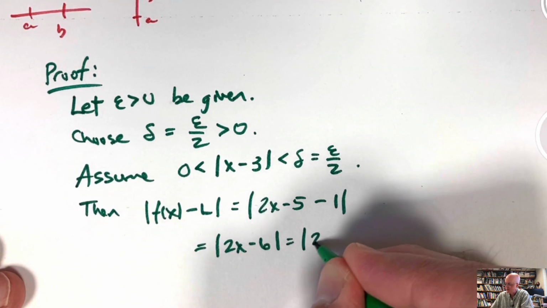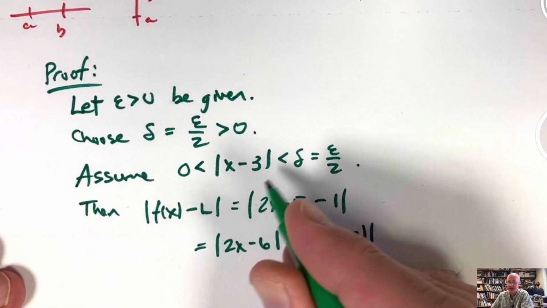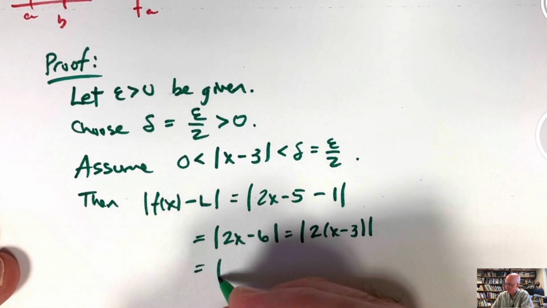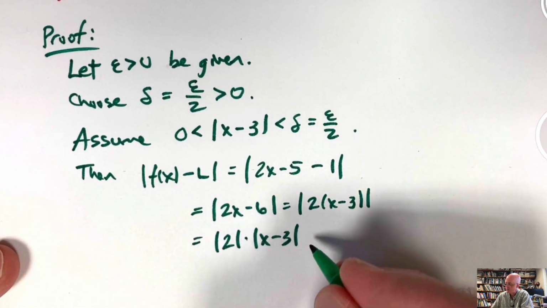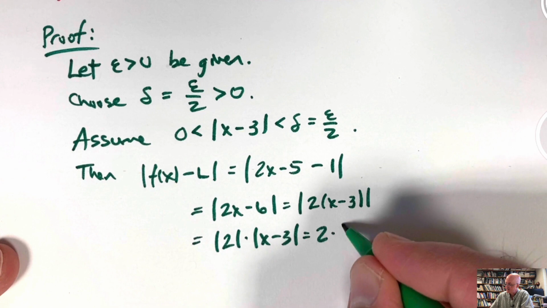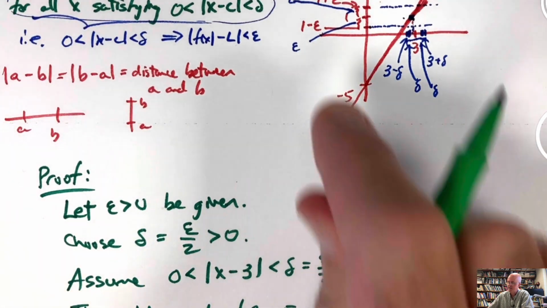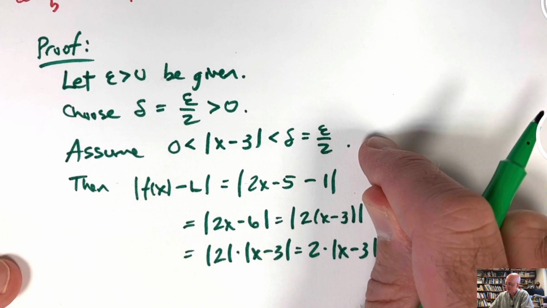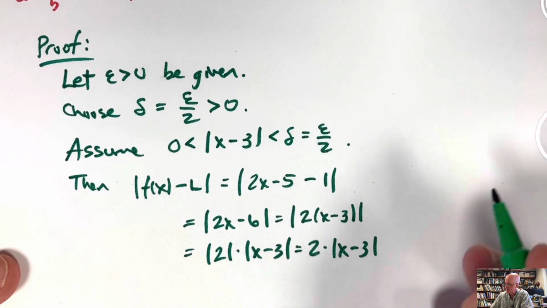Well, if you factor out a 2, lo and behold, you're left with an x minus 3. Hey, there's an x minus 3 there. The absolute value of the product of two numbers is the product of their individual absolute values. The absolute value of 2 is 2. So we have 2 times the absolute value of x minus 3. What do we want to do with this? We want to show it's less than epsilon. The assumption, again, is relevant. We're assuming this is less than epsilon over 2.